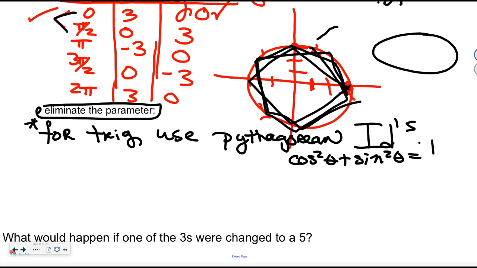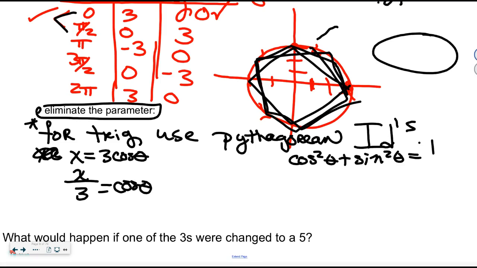Now watch how it works. What you're going to do is go back to the original. You know how it was, what was it? X equals 3 cosine theta. Wasn't that the original? Right, so if I solve it for just cosine, not for theta, just leave it as x thirds equals cosine. And the other one was y equaled 3 sine theta. Just leave it as y thirds equals sine theta.